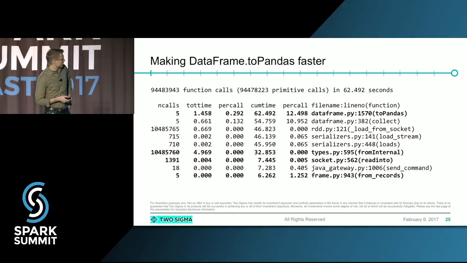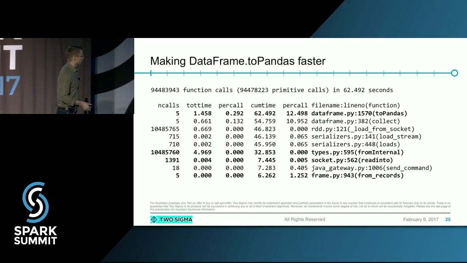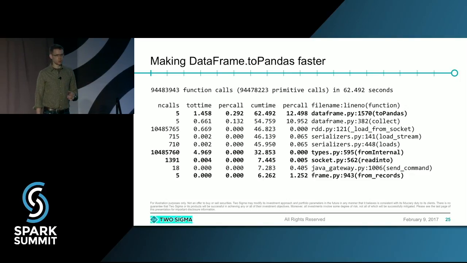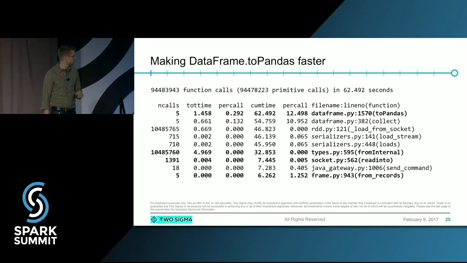Calling this function 5 times, and I spend so much of my life looking at cProfile output, so I'll explain what's going on here. Overall, it took 62 seconds to transfer the data frame 5 times, so a little over 12 seconds per transfer. That's around 10 megabytes per second, which is not very fast.